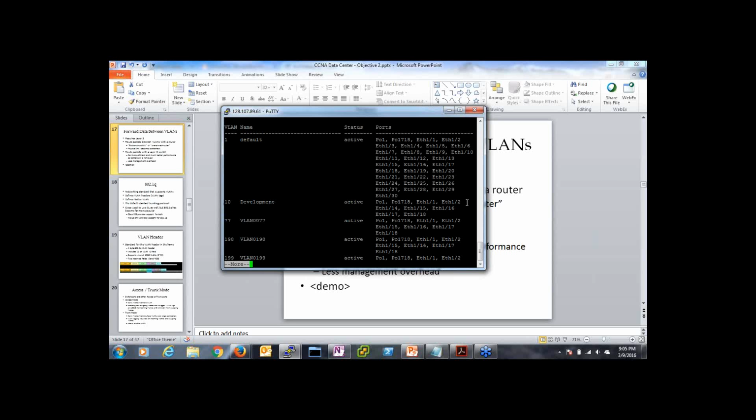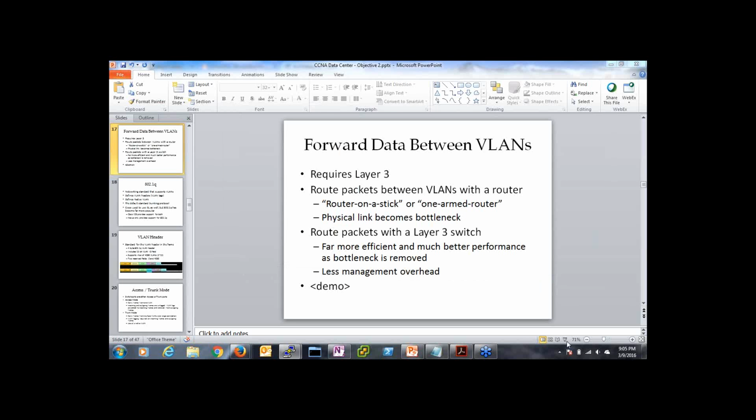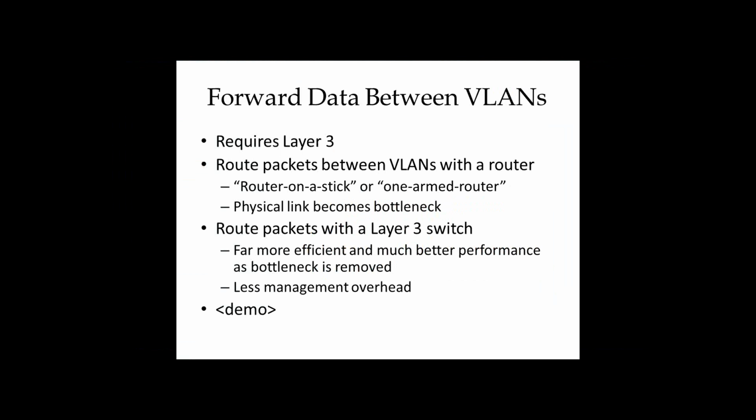Now, let's say we had our VLANs 10 and 20, and we need the machines in those two VLANs to be able to talk to each other. Let's move that out of the way and pull this back up. So how do we forward data between VLANs?